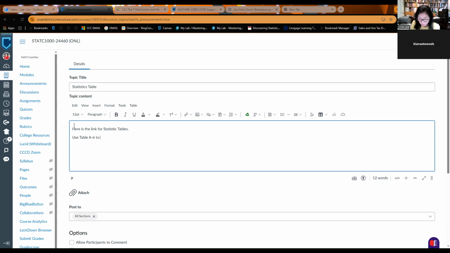Use a table A6 sheet to find the critical value of R. If the absolute value of R is greater than the critical value, then you can reject the null hypothesis.